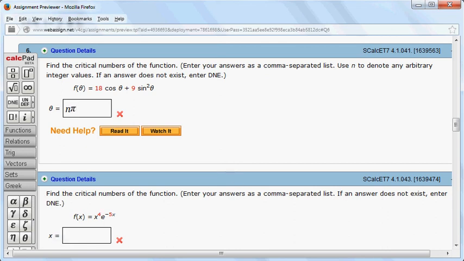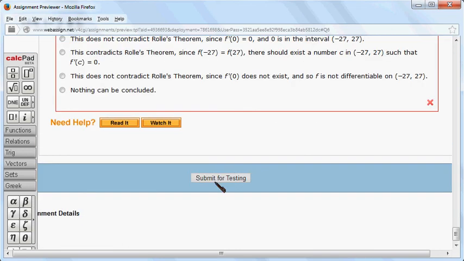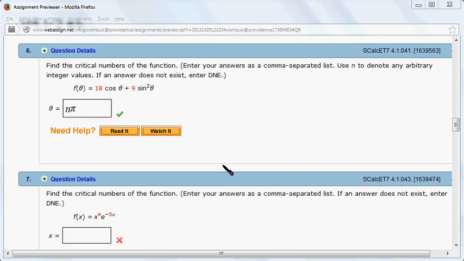So let's check the answer. It came back and looks like we got this one correctly. That's it. I hope that this was clear.